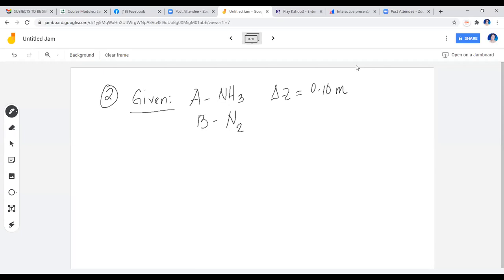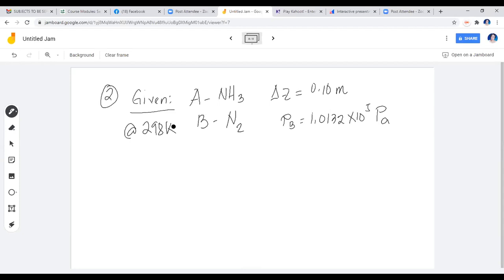The partial pressure of B, where A is to diffuse into, is 1.0132 times 10 raised to 5 Pascal. Ammonia gas is diffusing through a uniform tube 0.10 meters long containing N2 gas, which is B, at 1.0132 times 10 raised to 5 Pascal pressure. And this is happening at a temperature of 298 Kelvin. Okay, that's in the problem.